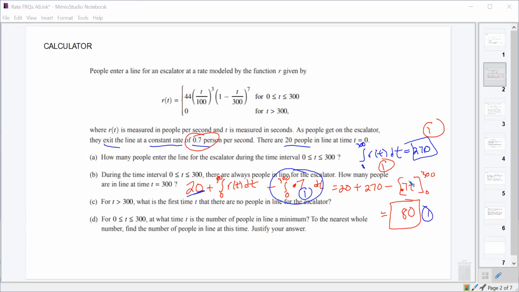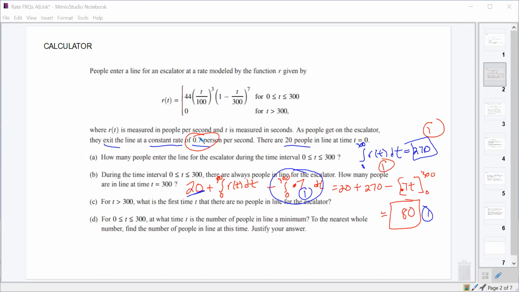Yeah, somebody just told me that I said 280. I thought I said 80, but maybe I said 280. All these 200s and 20s and all that. 20 plus 270 is 290 minus 210 is definitely 80, not 280. But yeah, the 0.7 is the rate. It's just like here, the rate is 44 times (t over 100) cubed times (1 minus t over 300) to the 7th. That's the rate. Well, here the rate is 0.7. So that's the function.